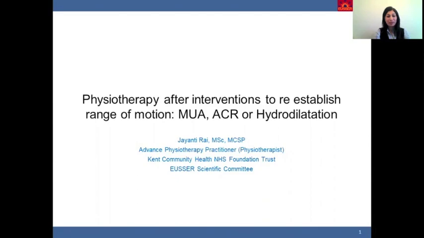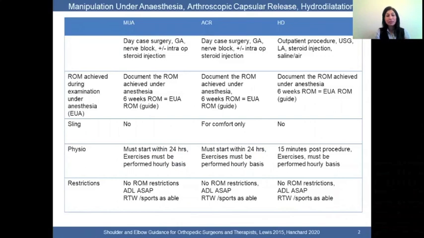Hi, my name is Jayanti. I'm a physiotherapist. Today I'm going to talk about physiotherapy after the interventions to re-establish the range of motion following manipulation under anesthetic, arthroscopic capsular release, or hydrodilation. Post-operative physiotherapy protocols for all these three procedures are similar. It's important to document the range of movement achieved under anesthetic for future comparisons. Sling is usually not required following these procedures.